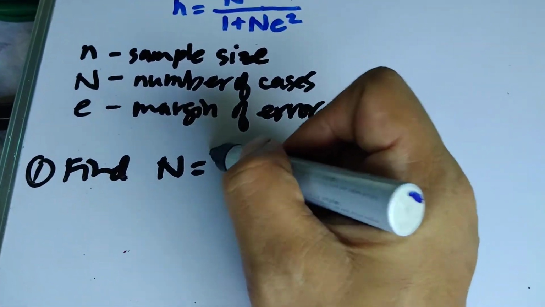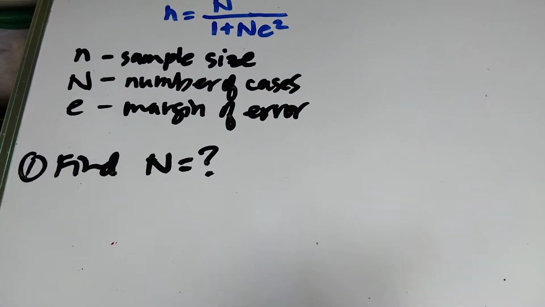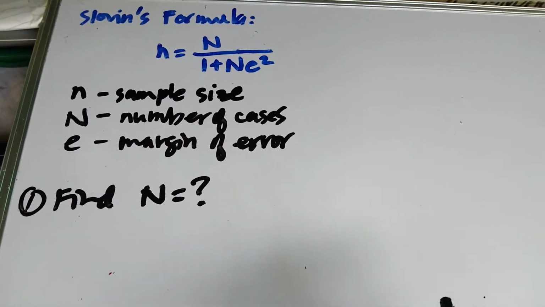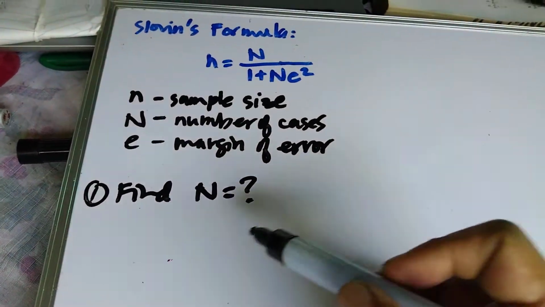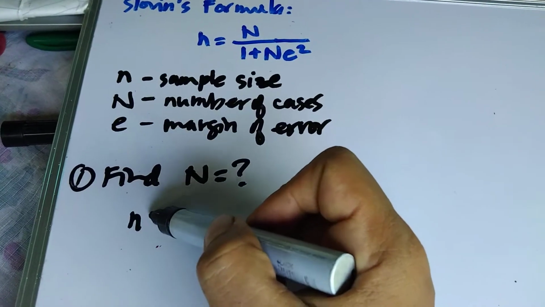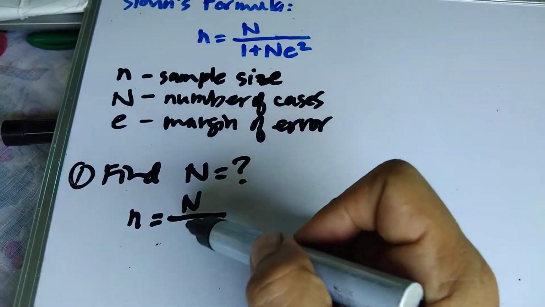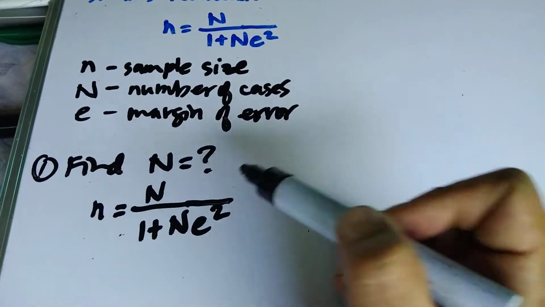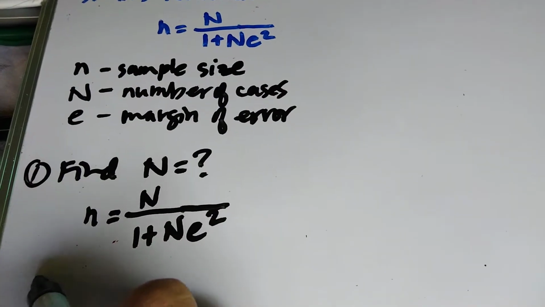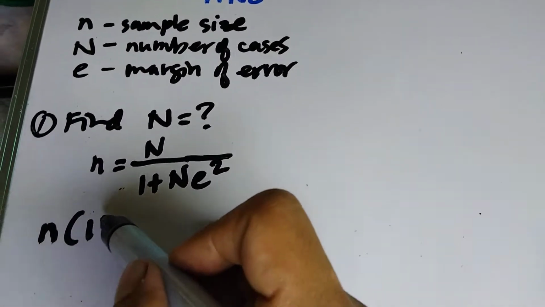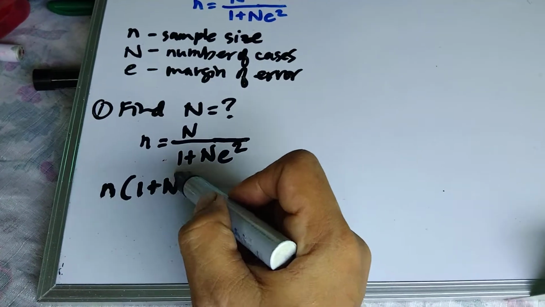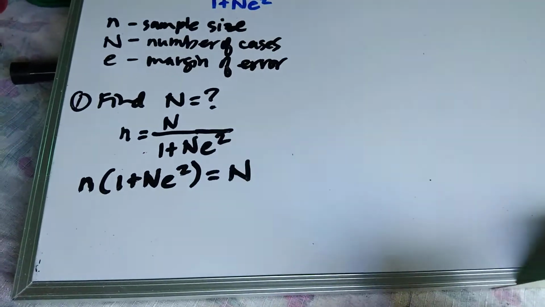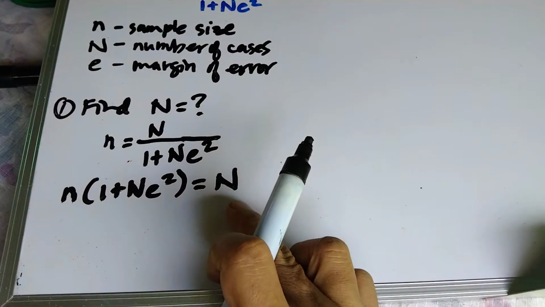Now, what if you will be asked to find capital N, the number of cases? Okay, so let's solve this using Slovin's formula. From n is equal to capital N all over 1 plus capital N e to the power of 2, we do a cross multiplication, so that becomes n times 1 plus capital N e squared is equal to capital N. Take note, we are solving for capital N.